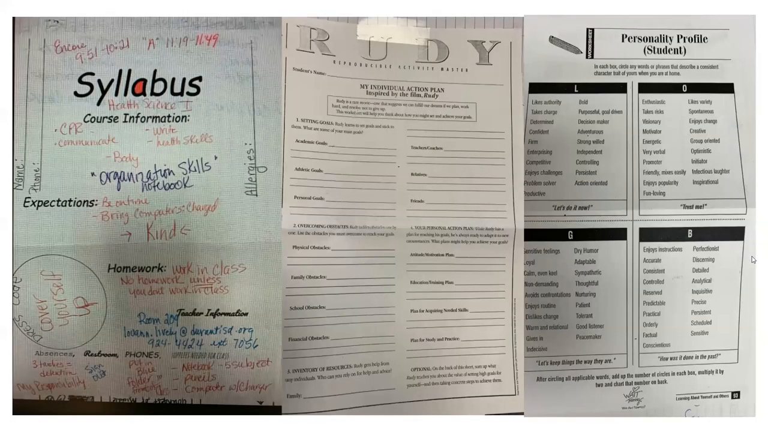These are some other things that I do. In the middle is the Rudy paper that I was talking about. It's got all kinds of stuff that asks about, we talk about Rudy and then I incorporate that into their life. How is that something what Rudy had to go through? Are you going through that? What are you going to do to change that to make it positive?